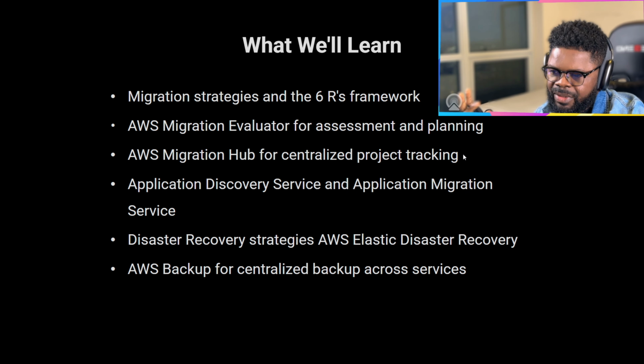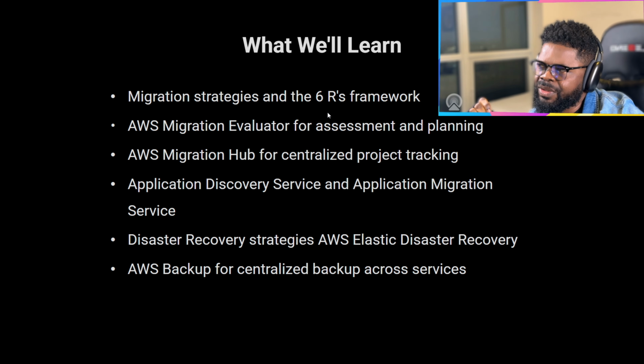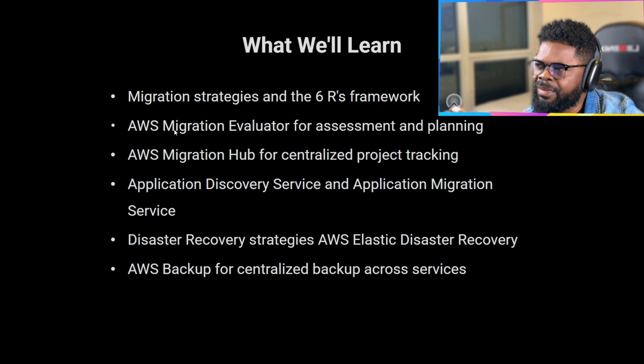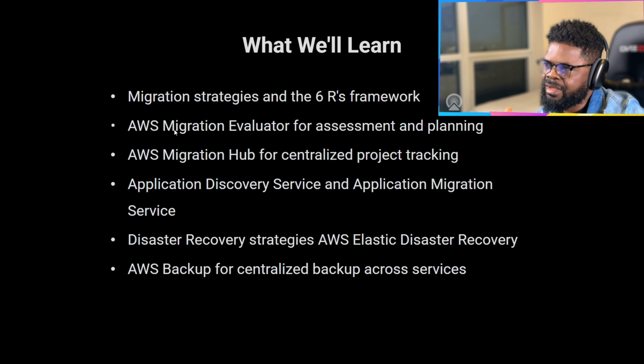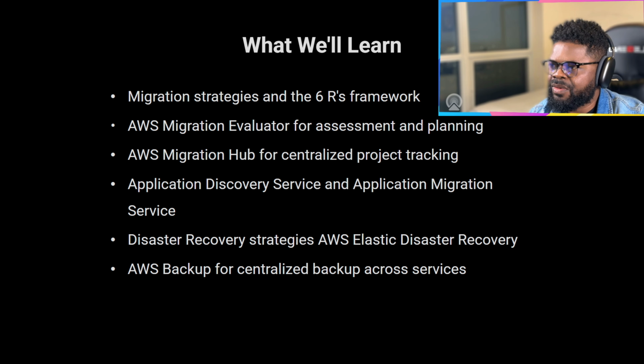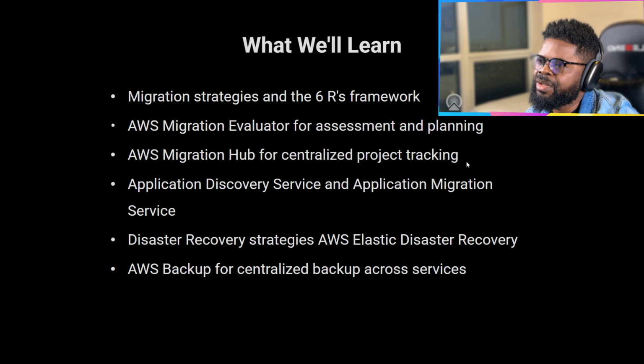So we'll see the 6 R's. I think it's seven, I mentioned in the slide, but we'll see that, and then we'll see Migration Evaluator, how that helps us with assessment and planning. We'll see Migration Hub and what that looks like. We'll also see Discovery Service, and then we'll see the migration service itself, Application Migration Service. We'll see the disaster recovery strategy if you want to use the Elastic Disaster Recovery service. We'll also see AWS Backup. It's one of those services we've not talked about. We'll see it in this call, but they're all related.